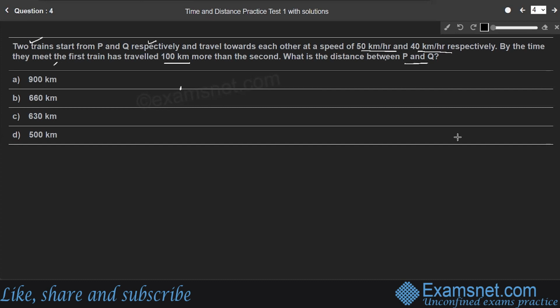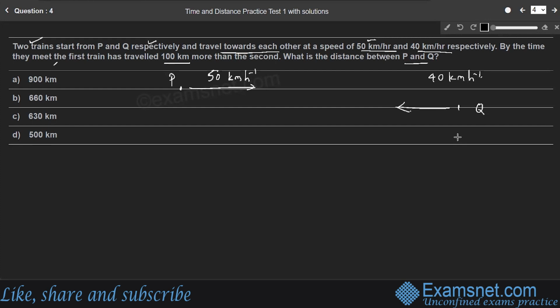So two trains start from two different places, P and Q, right? And travel towards each other, which means both trains are moving in opposite directions, right? They travel towards each other in opposite directions. They travel at a speed of 50 and 40 kilometers per hour respectively. The first train is moving with a speed of 50 kilometer per hour and the second one is moving with a speed of 40 kilometer per hour.